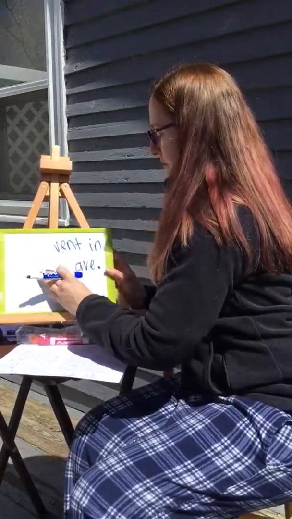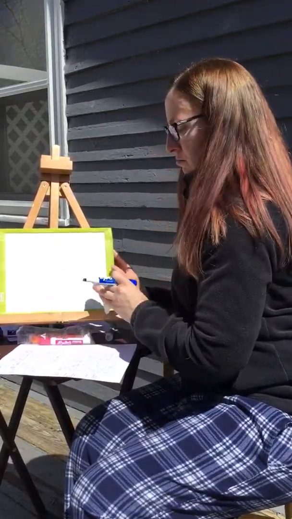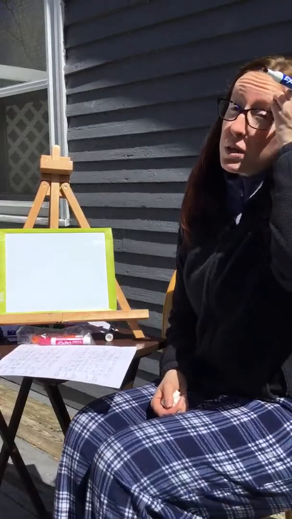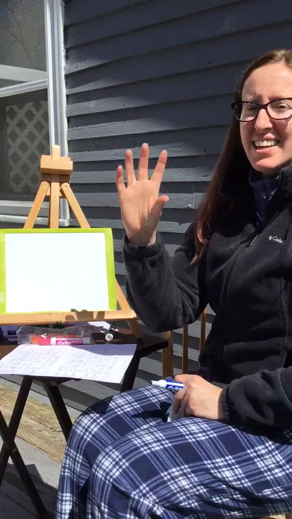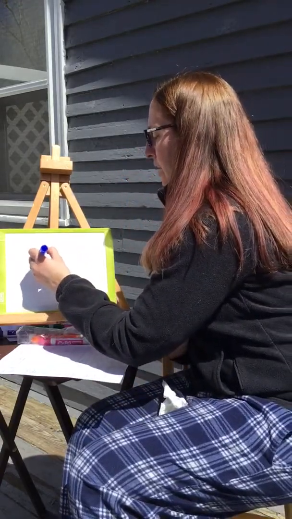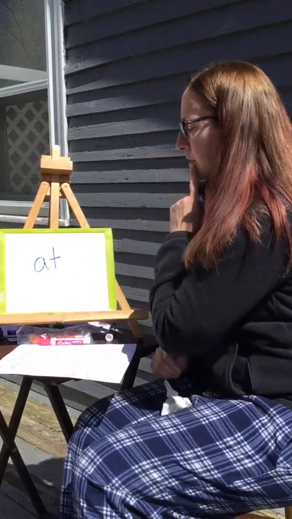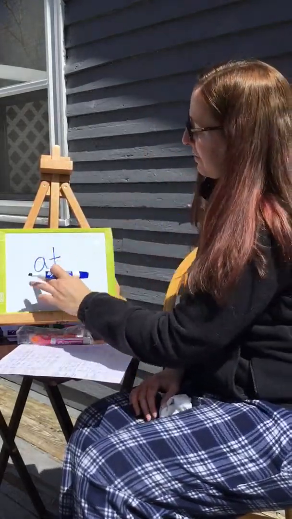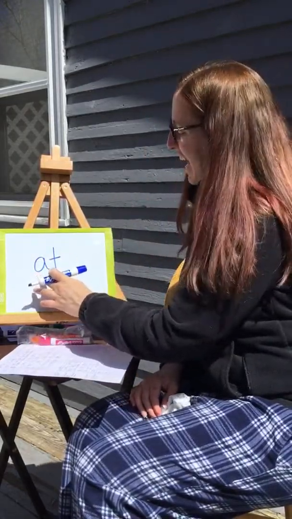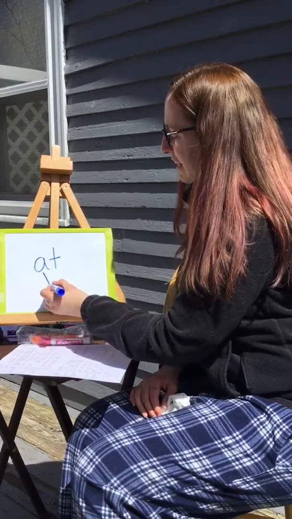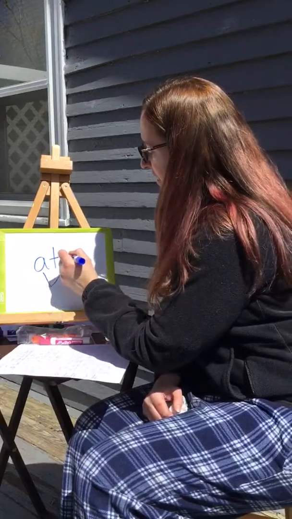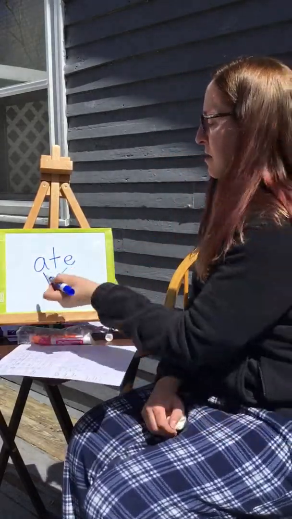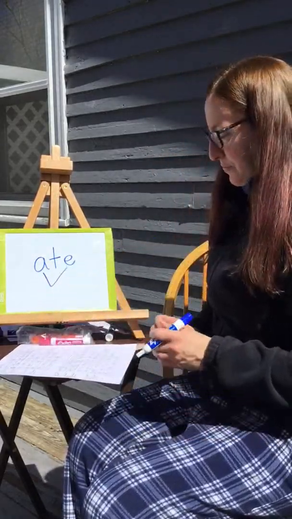Okay, so now we're going to spell some words. Okay, the first word we're going to spell is ate. Tap ate. Ate. Let's see. But I know that if I sound this word out, it says at. So what do I need to make A say A? I need that silent E. So now my word is ate.